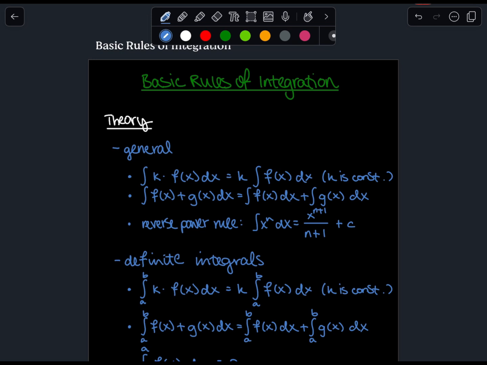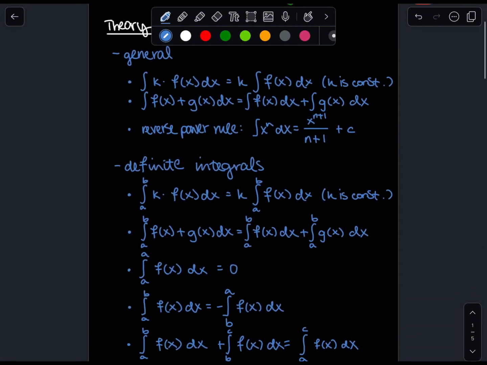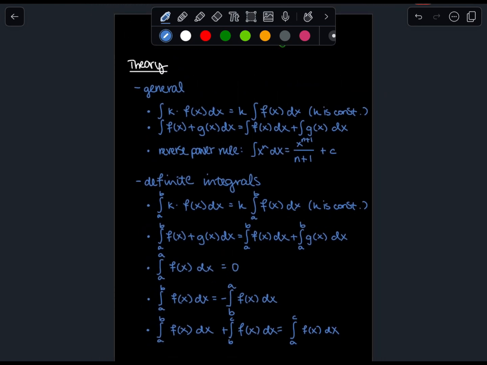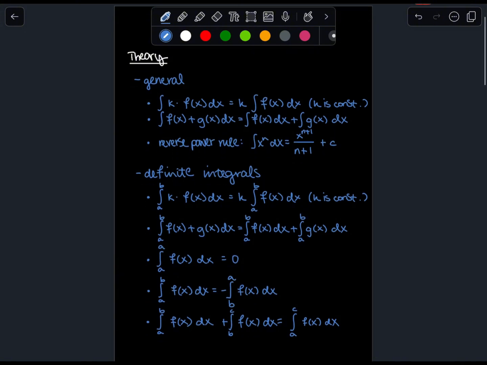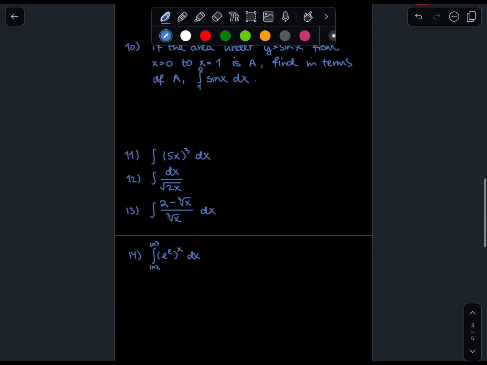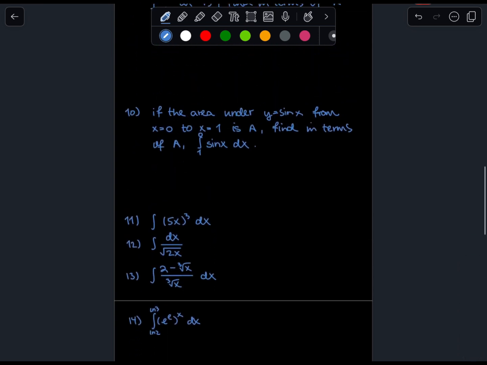Last time we had an introduction to integrals, and in this video we'll continue with integration. We'll learn some basic rules concerning indefinite and definite integrals. And we will also cover the reverse power rule for integration. So first we have some theory here on this page, and then after that we'll apply it on these exercises which I've made. There's a total of 14.